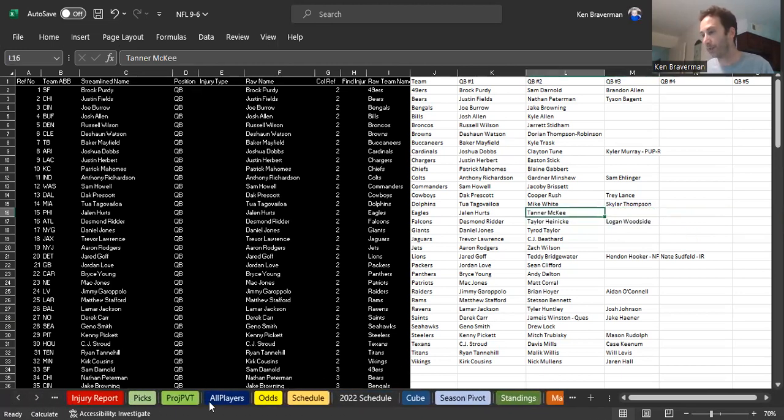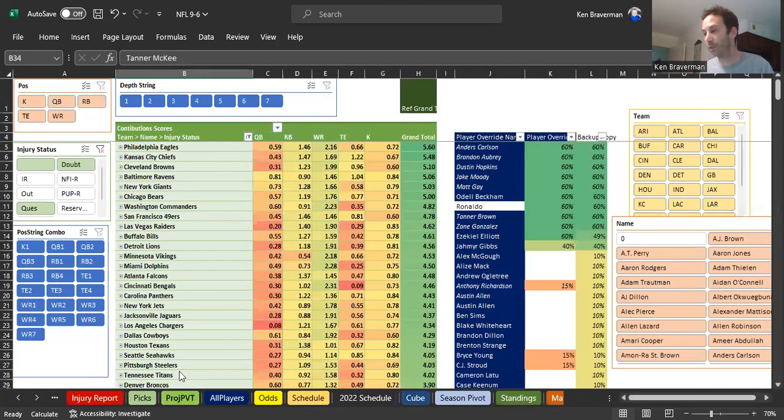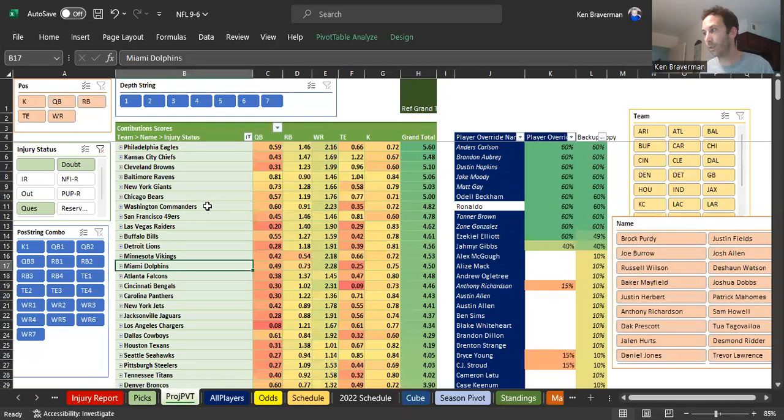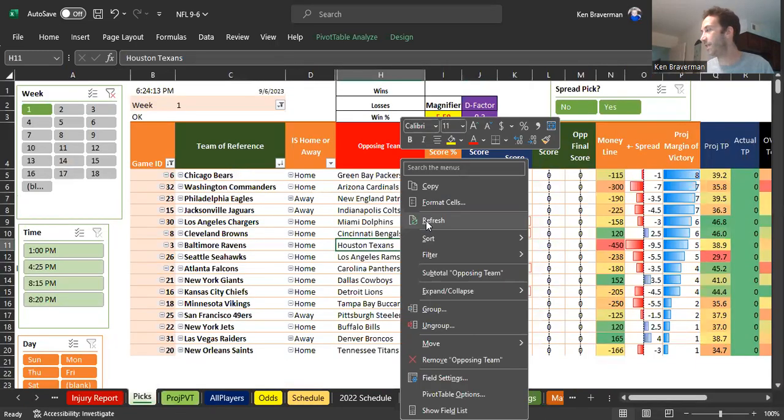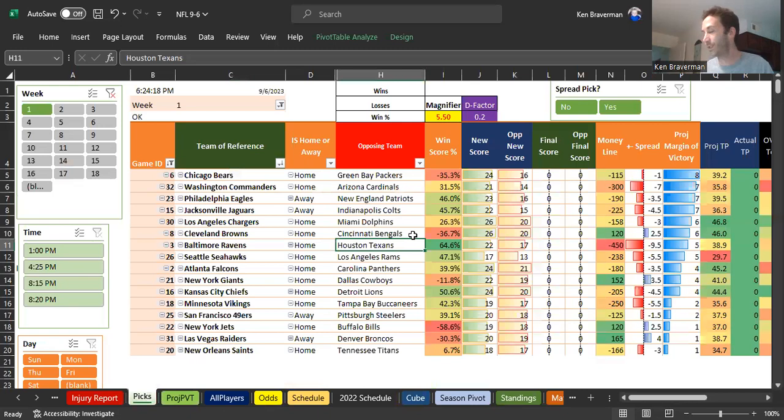We go back to the projection pivot sheet, and he's gone from here. And then we go back to picks. This game was 23-16. It is now still 23-16, apparently. So Mariota didn't have a good rating anyway. Now, yeah, so this is the list as good as we can get.